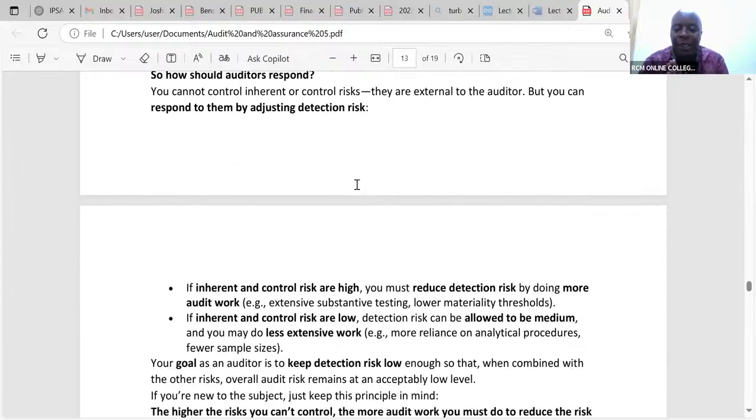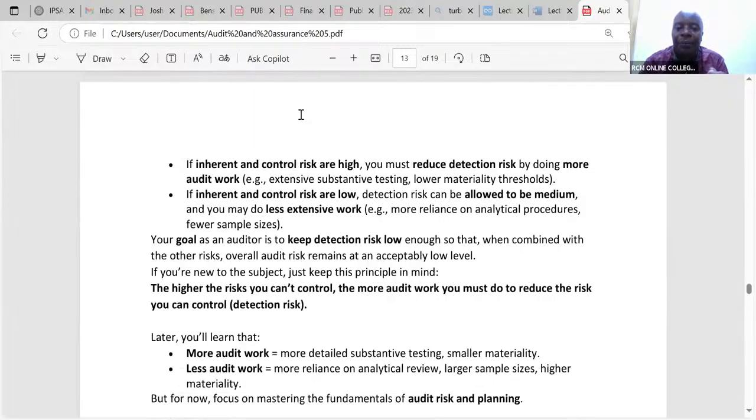I mean, ladies and gentlemen, you may not have understood anything that I've taught, but this is something that I would want you to go home with. That you as an auditor, you cannot control inherent or control risks because they are external to you. You're not the one charged with the responsibility of putting in controls of a company, and the nature of a business that these investors get into is their business. You've got no control over that. They're external to the auditor, but you can respond to them by adjusting detection risk.